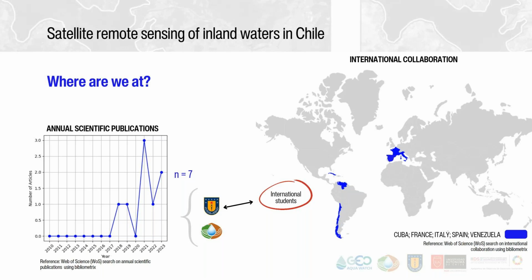I wanted to show you this plot. This is the annual scientific publications. I only selected years from 2010 until today, for a total of 7 articles. The first was published in 2017. Well, we have one from 1990, but because technology is advancing so fast, we kept it from 2010.